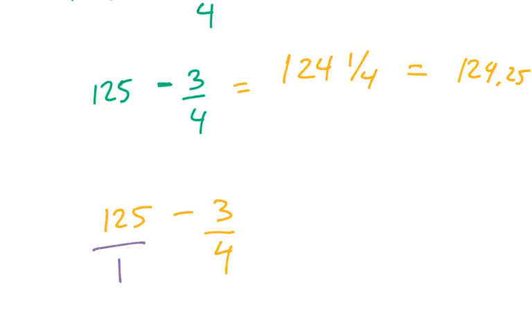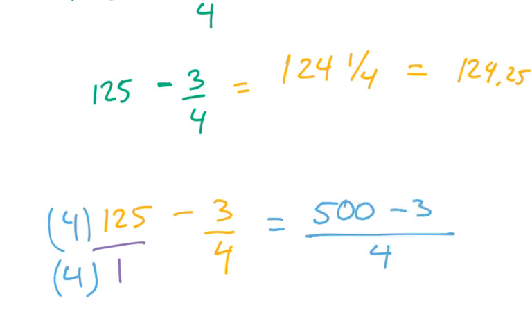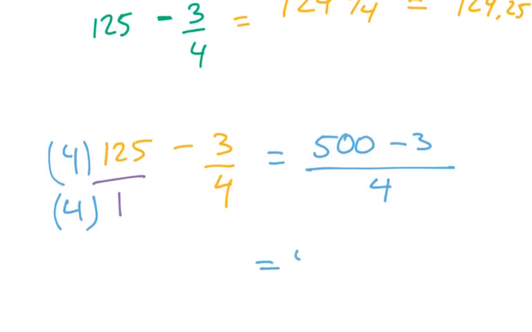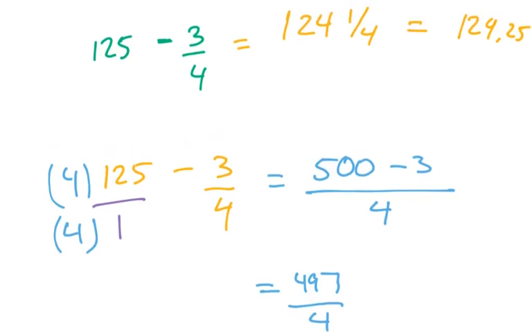125 over, we would rewrite 125 as 125 over 1 and multiply top and bottom by 4. So this would be 4 times 125. Think of it this way: 25 cents times 4 is $1. So 100, 4 times 1 is 400. So 100 and 400 is 500. So this is 500 minus 3 all over 4, which would give me 497 over 4.